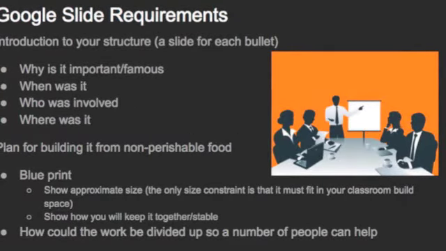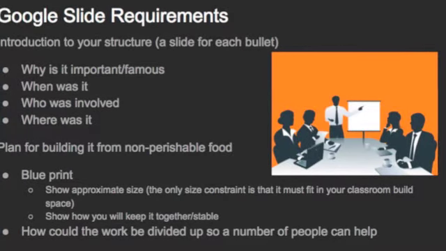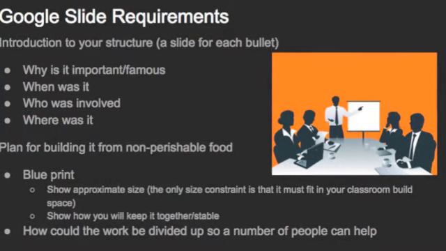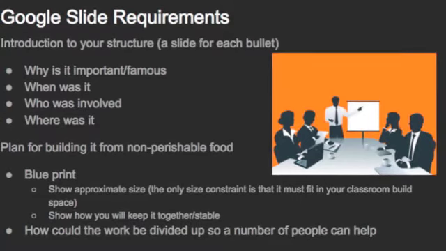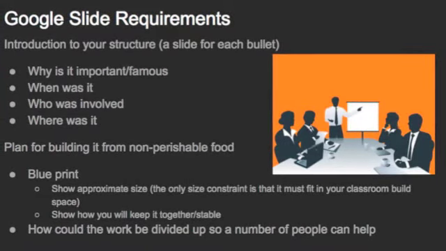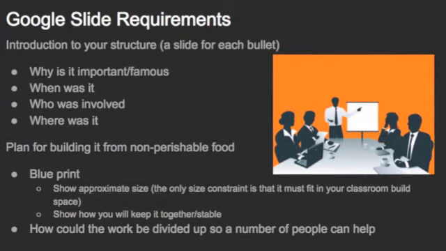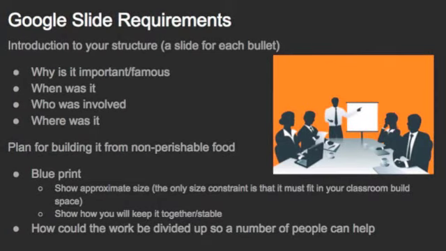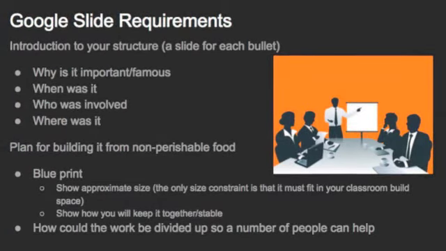Along with planning what you're going to build for your model, you also need to make a Google Slides presentation so you can pitch your idea to the class. Your slide presentation must include what your historical significance thing is, why it's important, when it was, who was involved, and where it happened, or where it was going on.